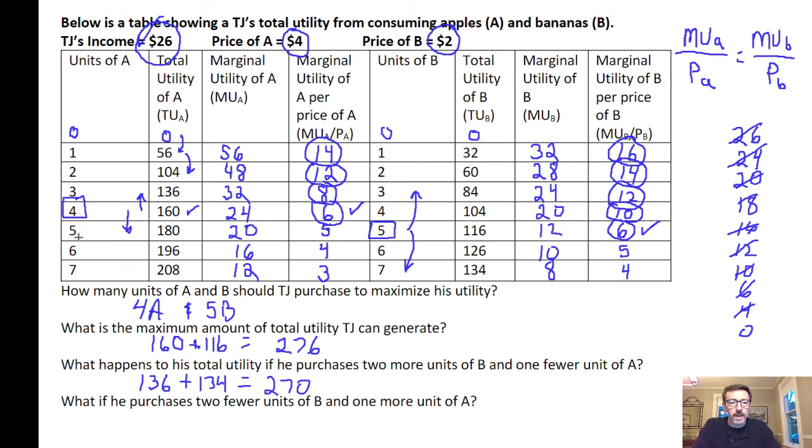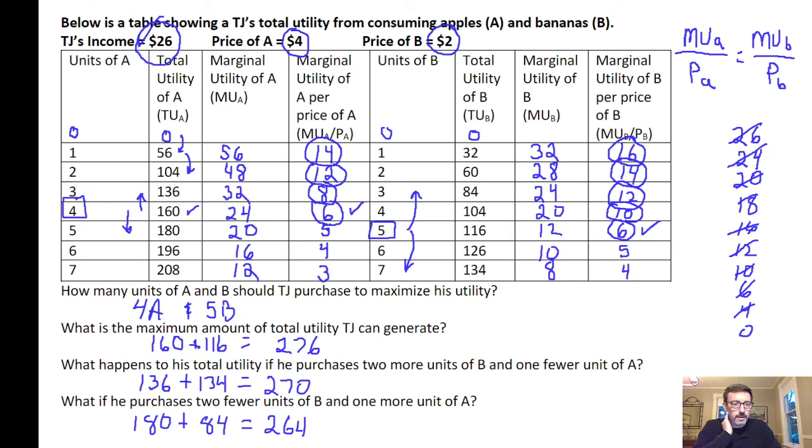We could afford 5 apples and 3 bananas, and that would give us 180 utils from apples. It would give us 84 from bananas for a total of 264, which again is less than our maximum of 276. So this is how you go about figuring out, when given all this data, how to maximize your utility. Again, one important note here, and I want to just kind of illustrate this.